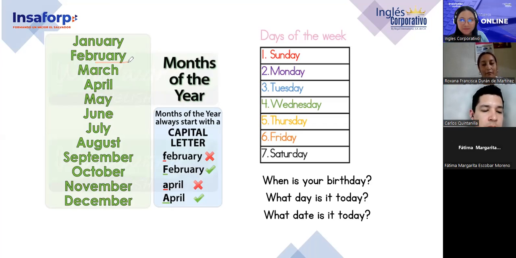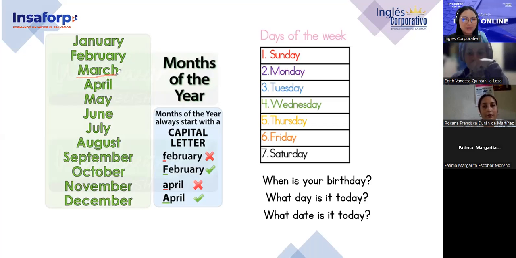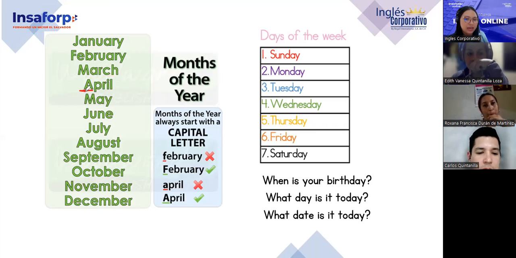February. February. This is quite easy, right? This is March. March. Remember this? March. A as in apple. April.